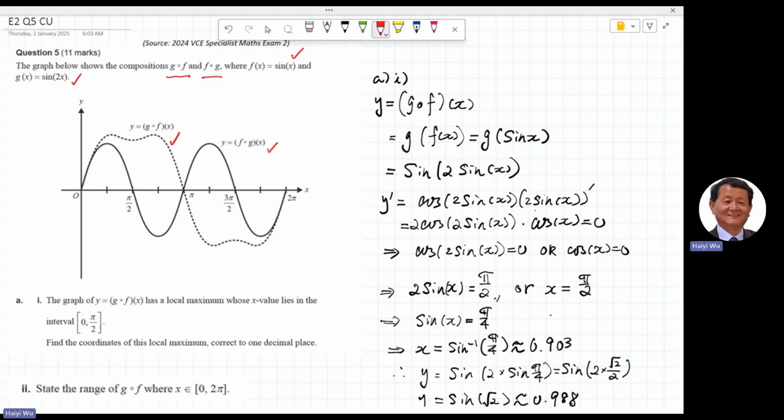So I'm going to substitute. g circle f means the function f(x) is inside of the g function. So we substitute f(x) equal to sine x into g. What is g? g is sine 2x, so x is replaced by sine x. That's the composite function. That's the first step.